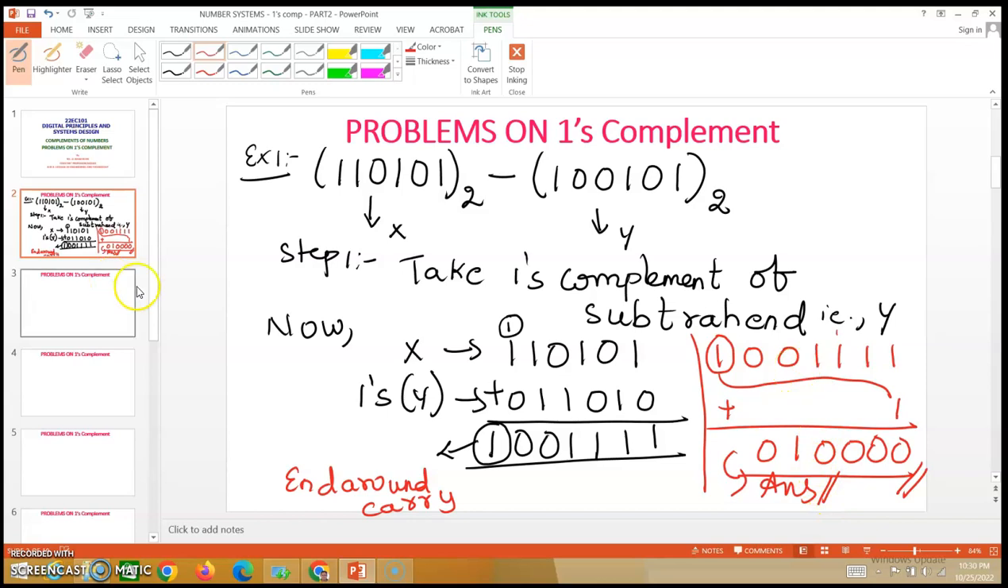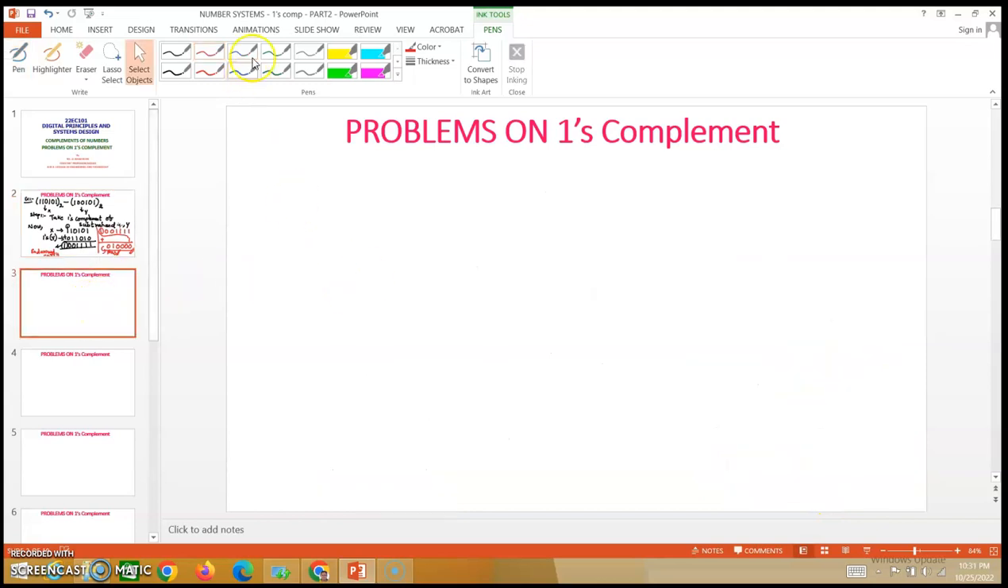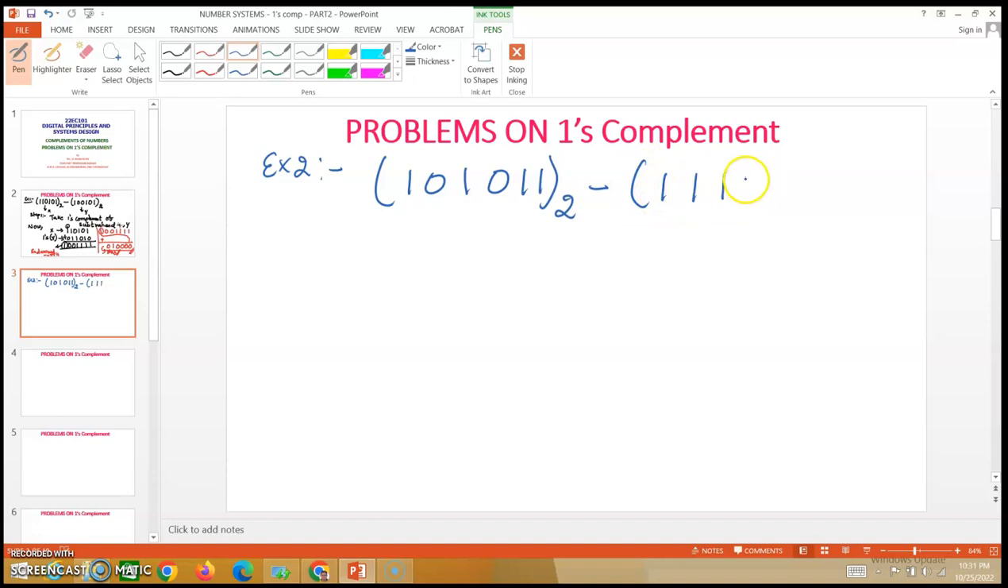So now, no problem. We will do another example, then you will understand even much better. Next one is example 2: 1 0 1 0 1 1 to the base 2 minus 1 1 1 0 0 1. Let it be x and let it be y.